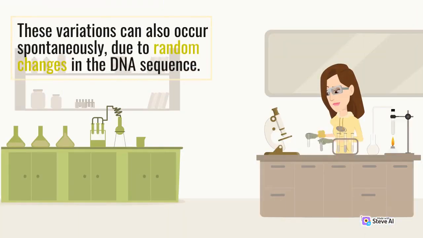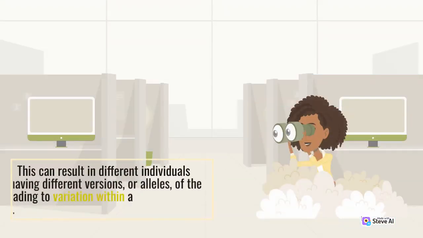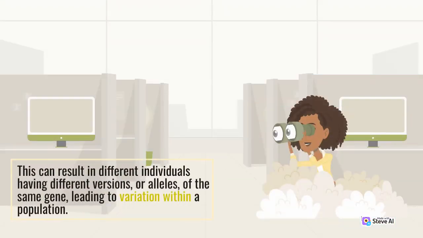These variations can also occur spontaneously, due to random changes in the DNA sequence. This can result in different individuals having different versions, or alleles, of the same gene, leading to variation within a population.